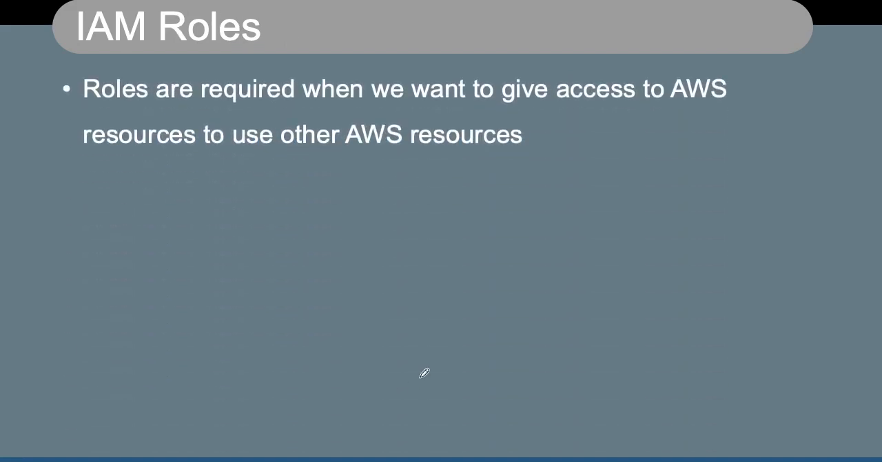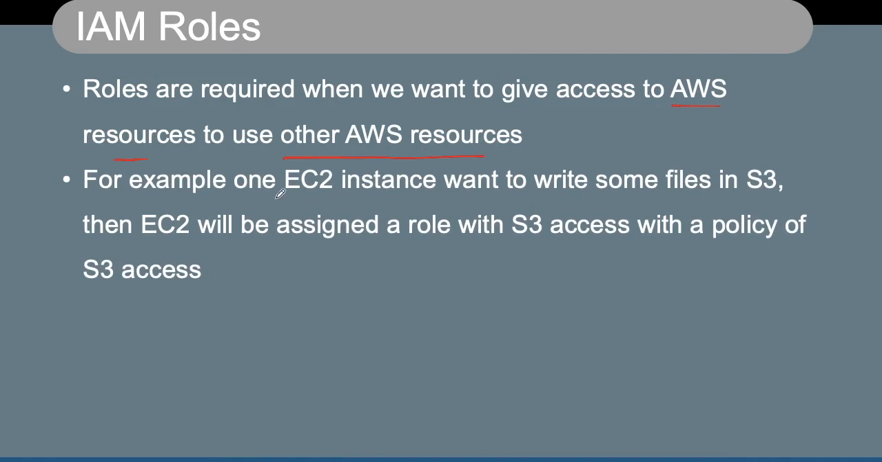IAM roles. The roles are required when AWS resources are trying to access other AWS resources. For example, if one EC2 instance wants to write some files in S3, which is Simple Storage Service, then EC2 will be assigned a role which will give it access to S3 with a policy of S3 access. So in this scenario, we will create a policy called S3 access, and that policy will be attached to a role. A role will be created, and that role will be given this S3 access policy, and EC2 will be assigned that particular role.